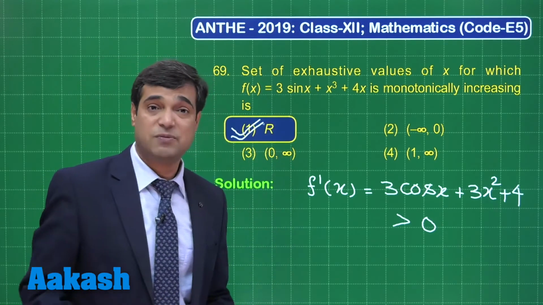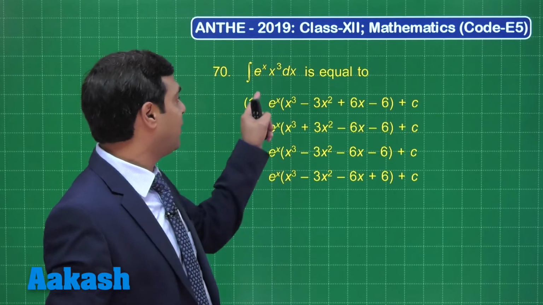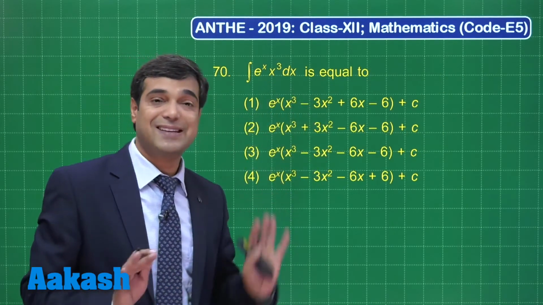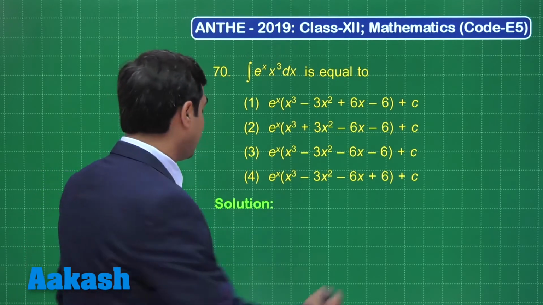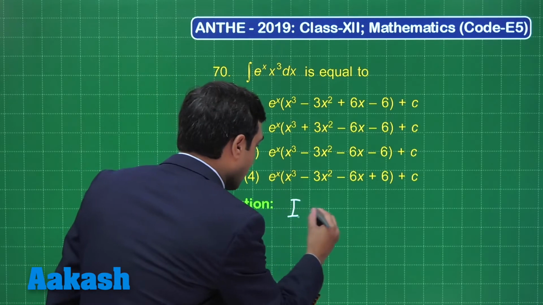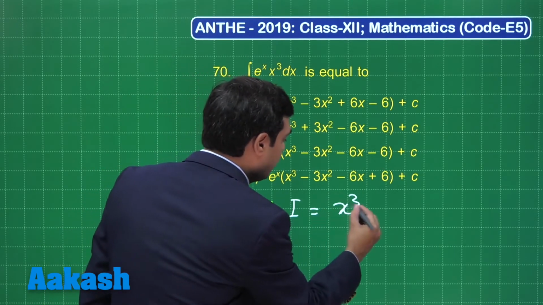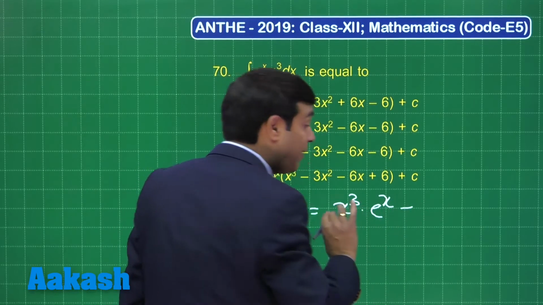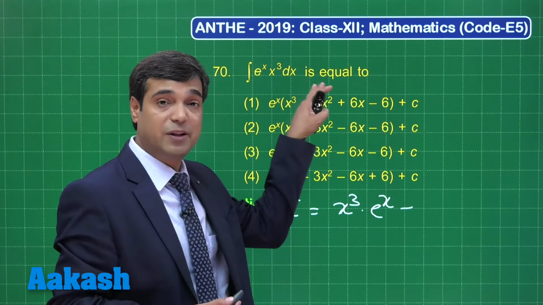Let's move on to the next one, that is question number 70. Integral e to the power x cube dx is equal to, simple integration, we have to apply by parts. So let's go for this solution. I equals, what we do, we simply write x cube into e^x, because I'm applying successively, because we have e to the power x function multiplied with a polynomial.